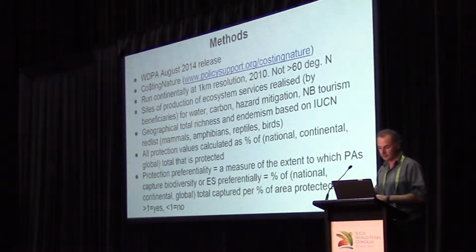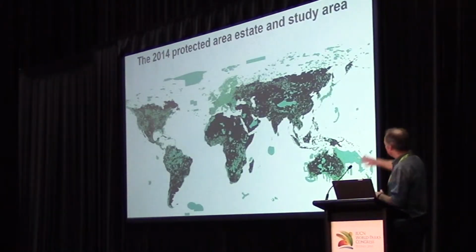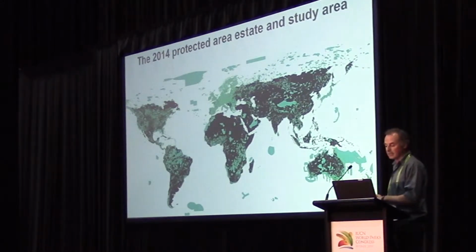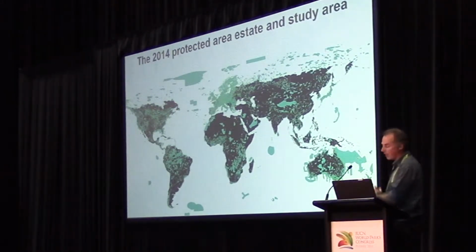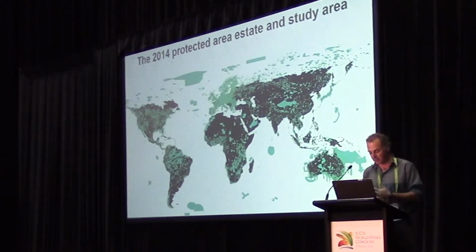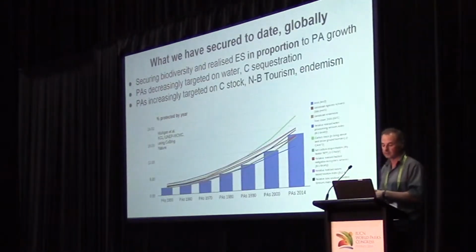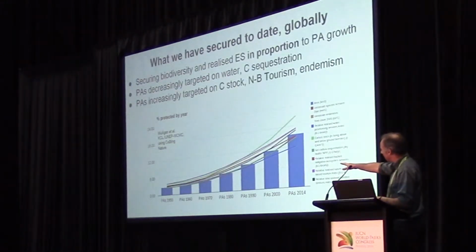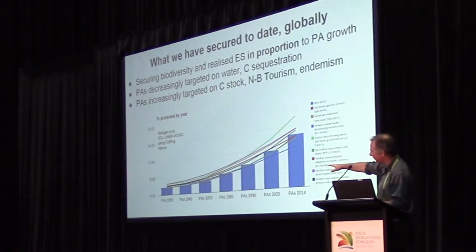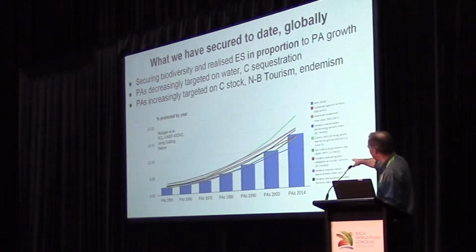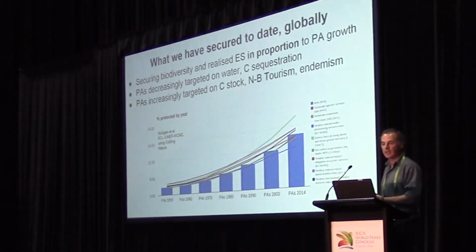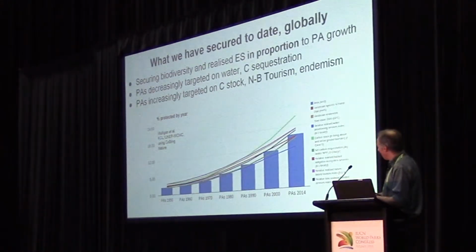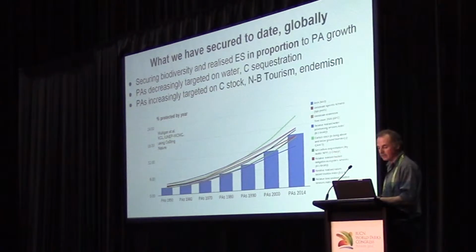And this is the protected areas estate as it stands, and the black area is the area that we cover in the study, which is, as you see, most of it. And of course that estate has increased over time. You see 1950 up to 2014, the blue bars being the area globally protected. The lines that we see there in different colours are different ecosystem services and biodiversity.